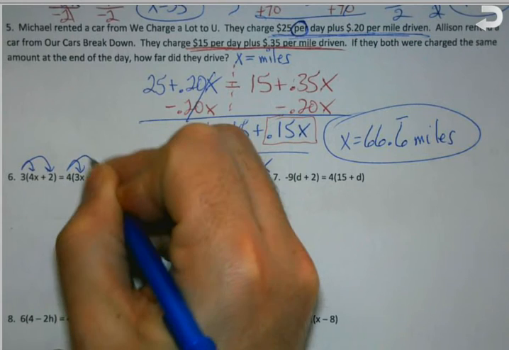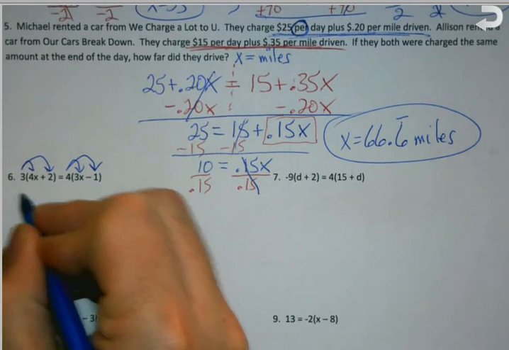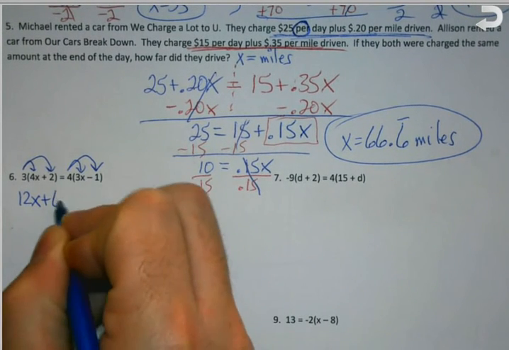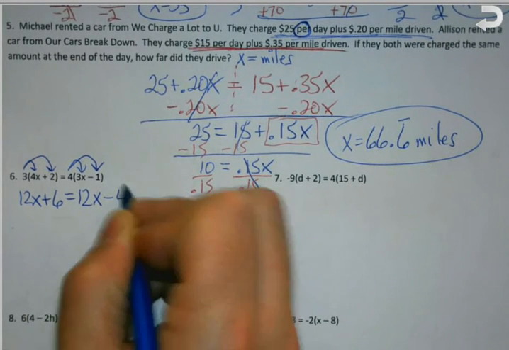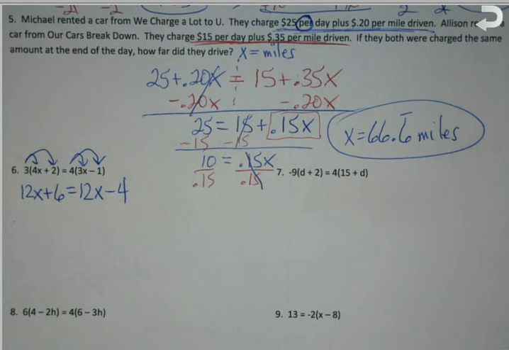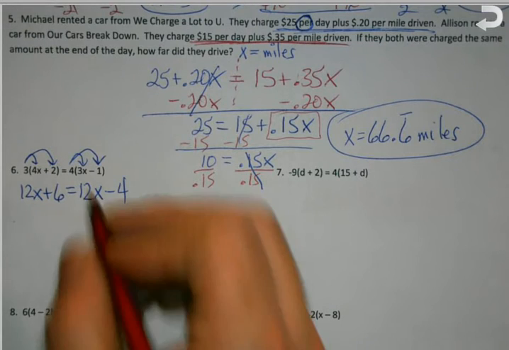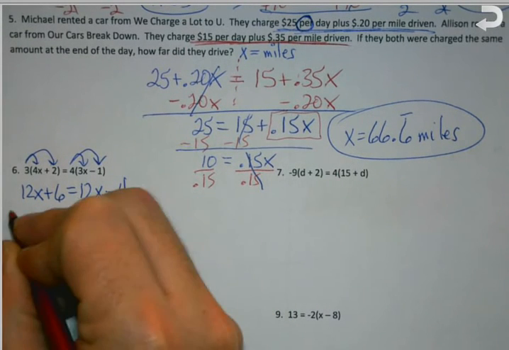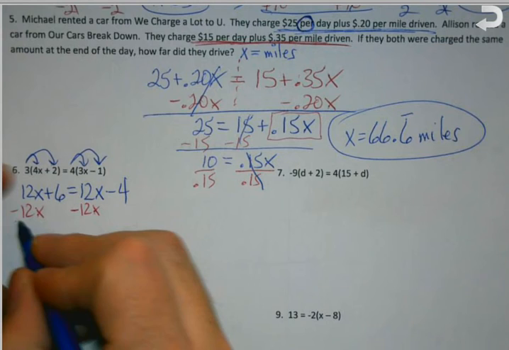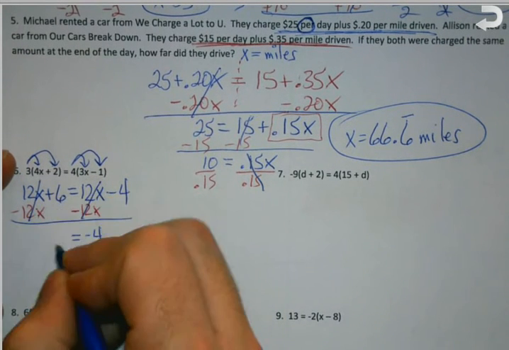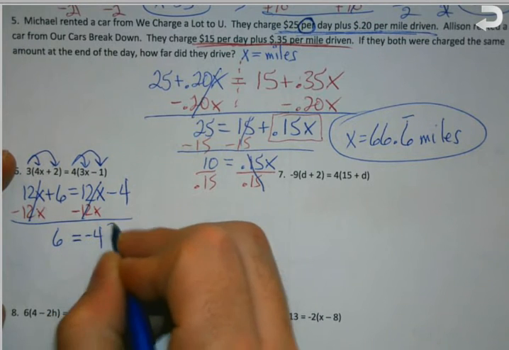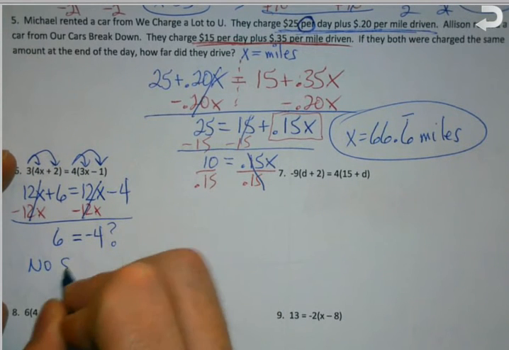Distribute this. 12x plus x, 12x minus 4. Okay. Now what? X's together first. When I minus the 12x, it goes away on both sides. Does 6 equal negative 4? No solution.